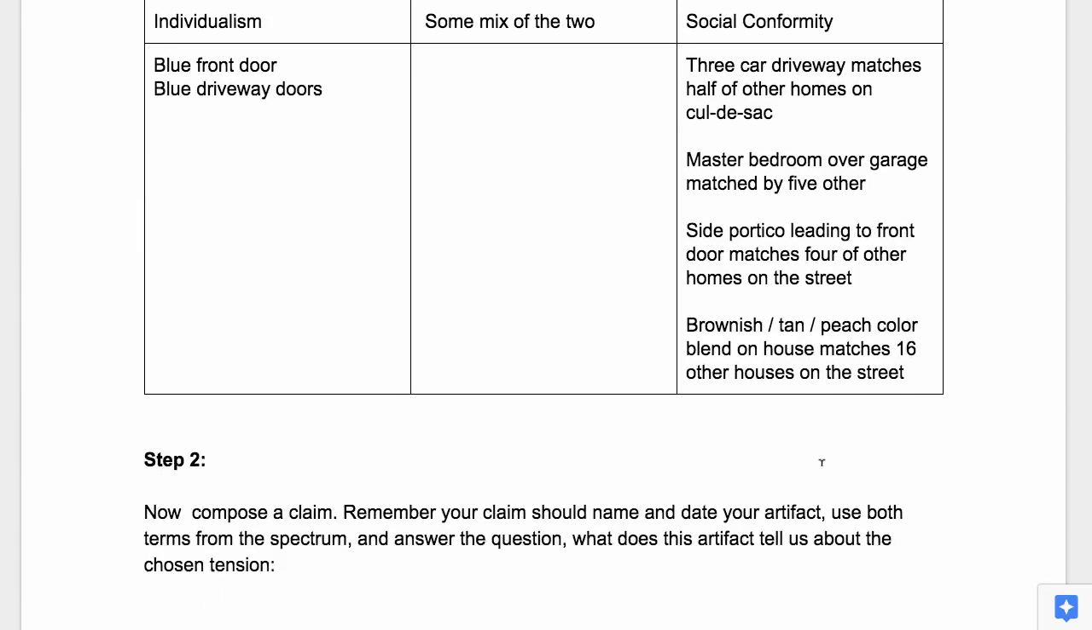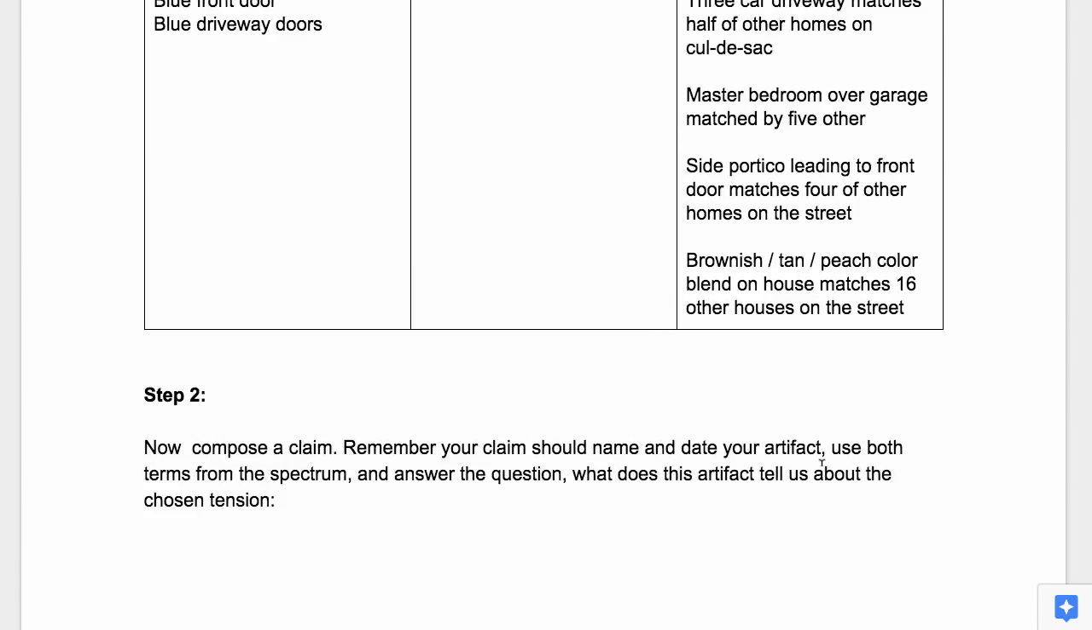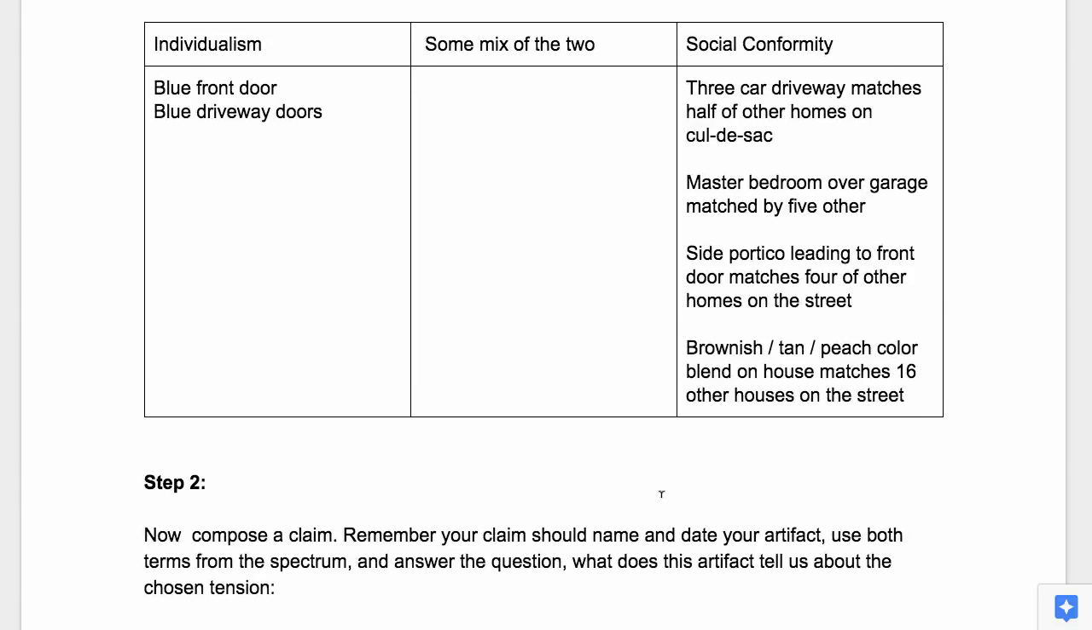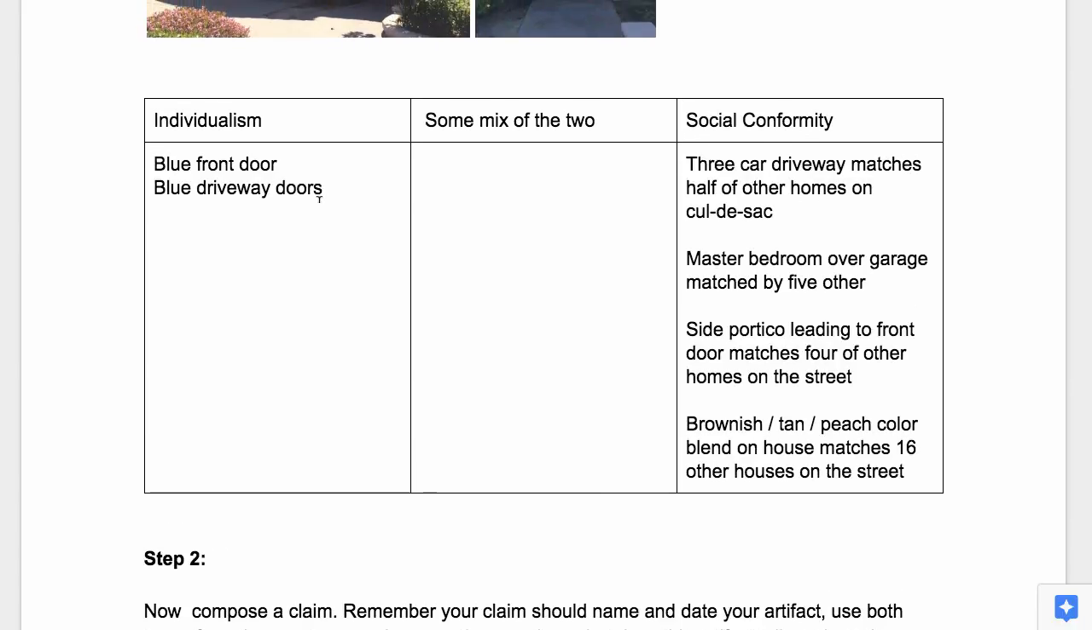Okay, so once I've done step 1, I've created this table. Now I want to move on and write a claim. And I'm basically going to take what I've done up here and turn it into a sentence that describes the spectrum. So here what I'm going to do is ask myself, do I see this house emphasizing social conformity or individualism? And it's pretty obvious I'm going to go with social conformity, but I also do see some individualism in it.